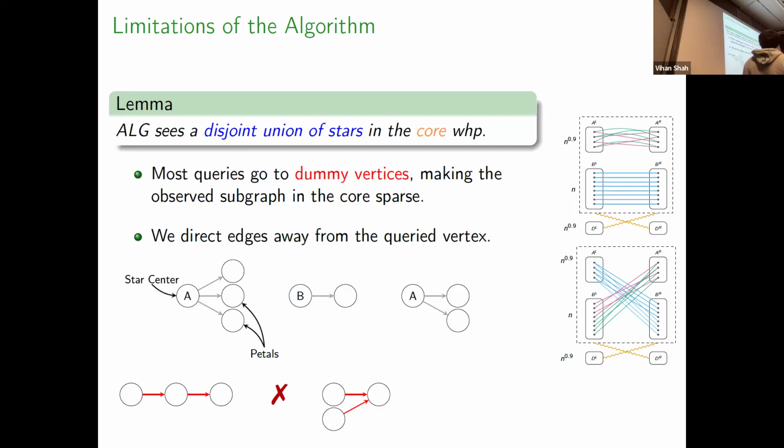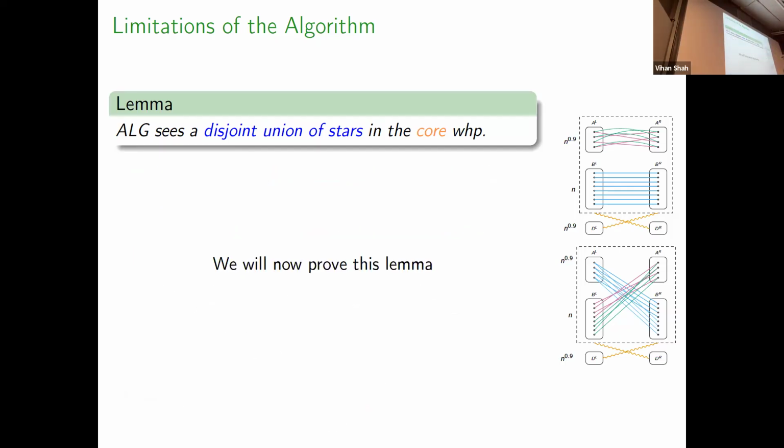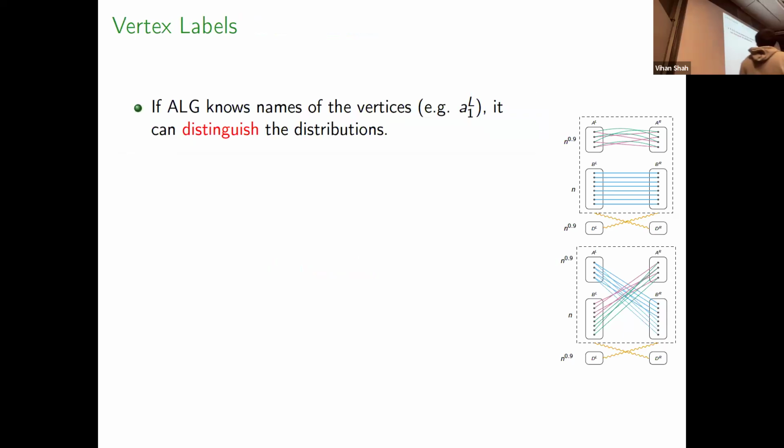And let's see why this is true. So we're going to prove this lemma now. All right. Let's start with one important thing, which is the labels of the vertices. If the algorithm sees that this guy's A1, this guy's A2, this is B1, then it can easily distinguish between the yes and no cases. Why? Because it will just make n queries on B1 and see if it has an edge to B1. So we have to hide these names from the algorithm.